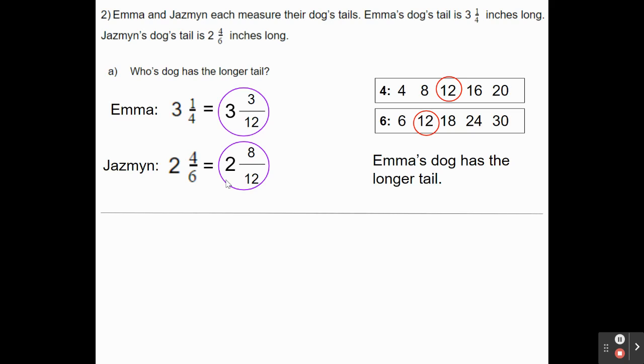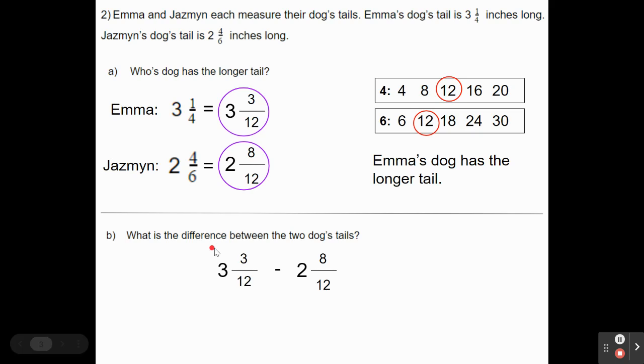We can use this information to answer the next part of the question. What is the difference between the two dogs' tails? Well, remember, the word difference is the answer to a subtraction problem. So we need to subtract these two mixed numbers, 3 and 3/12 minus 2 and 8/12. When we're subtracting mixed numbers, we want to make sure we always subtract the fractions first. We have 3/12 minus 8/12.